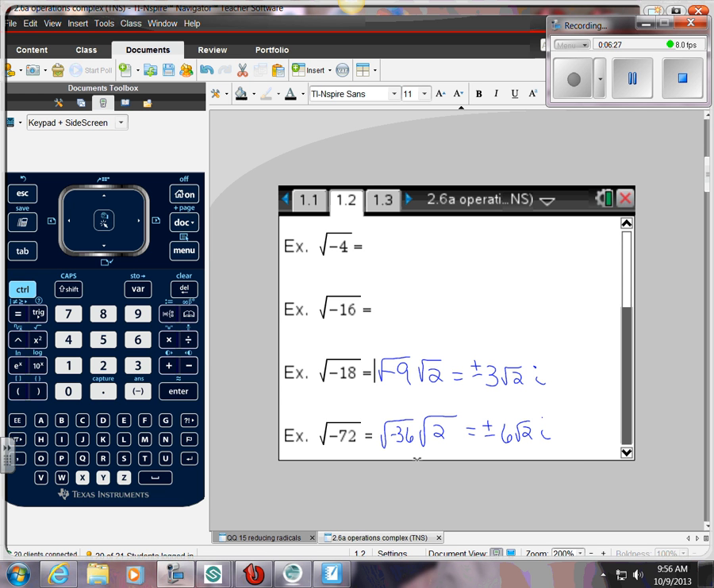Now, does it work for cube roots? No. Why not? Yeah, it simplifies without it. How about fourth roots? Yeah, take out that i again. Okay, good.